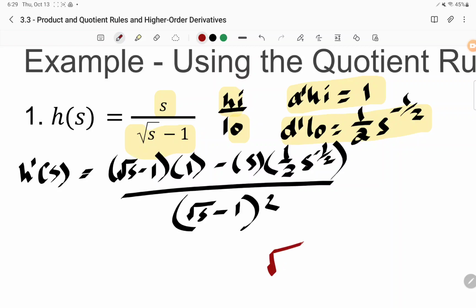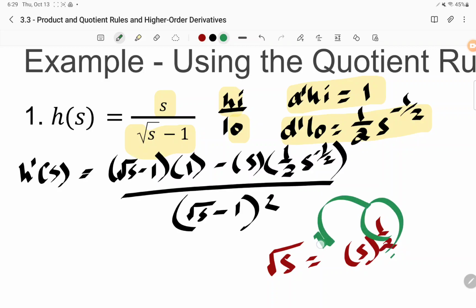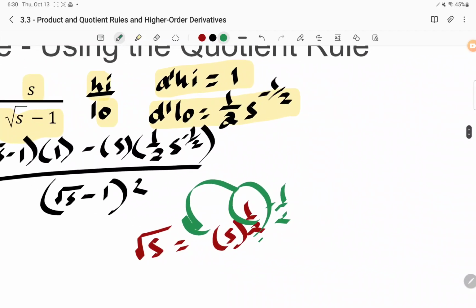Let me do this down here real quick. The square root of s is s to the 1/2. Using the power rule, we would take this 1/2, bring it down, and end up subtracting a half. So then that would become 1/2 s to the negative 1/2. So that's where that came from.